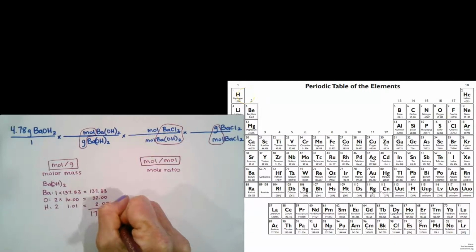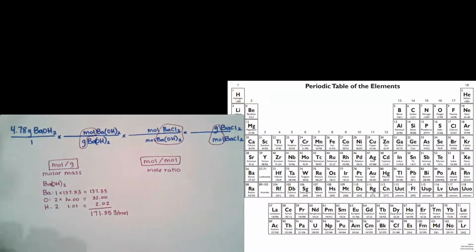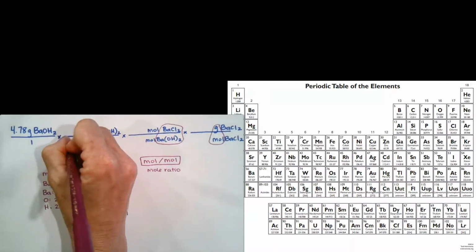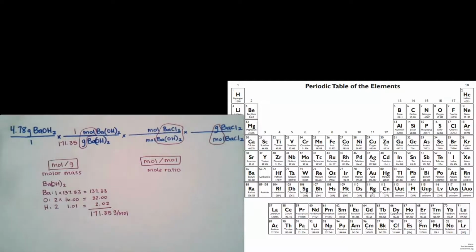Feel free to use your calculator to add that up, and we'll get the molar mass for Ba(OH)2, and then we can plug that in to our first fraction. Remember that 171.35 grams goes with the grams, and moles gets a 1. We do the same thing over here. We have grams and moles again. So this time we need to find the molar mass for BaCl2. Again, feel free to use your calculator as you go. And we end up with the molar mass of 208.23 grams per mole.